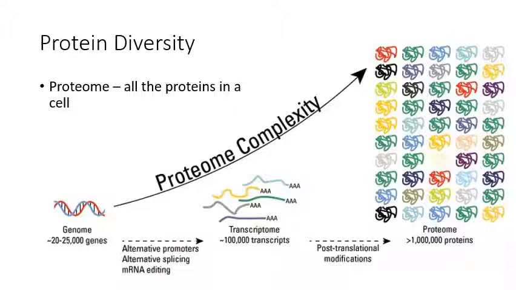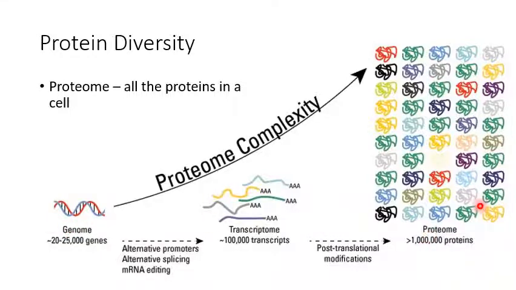So the proteome is all of the proteins that are in a cell. And it's very diverse. Cells can make a lot of different proteins. You start, of course, with your genome. The genome is all of the DNA inside of the cell, or all of the genetic information inside of the cell. In a human cell, we'll have about 20 to 25,000 genes. Well, I guess I should say in a eukaryotic cell. Well, in an animal cell. In an animal cell, we'll have about 20 to 25,000 genes.